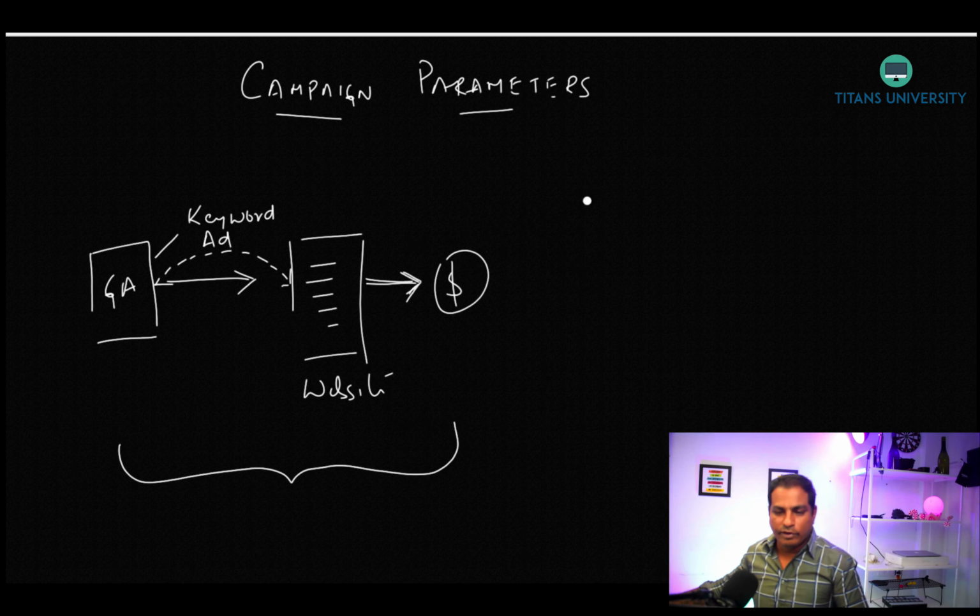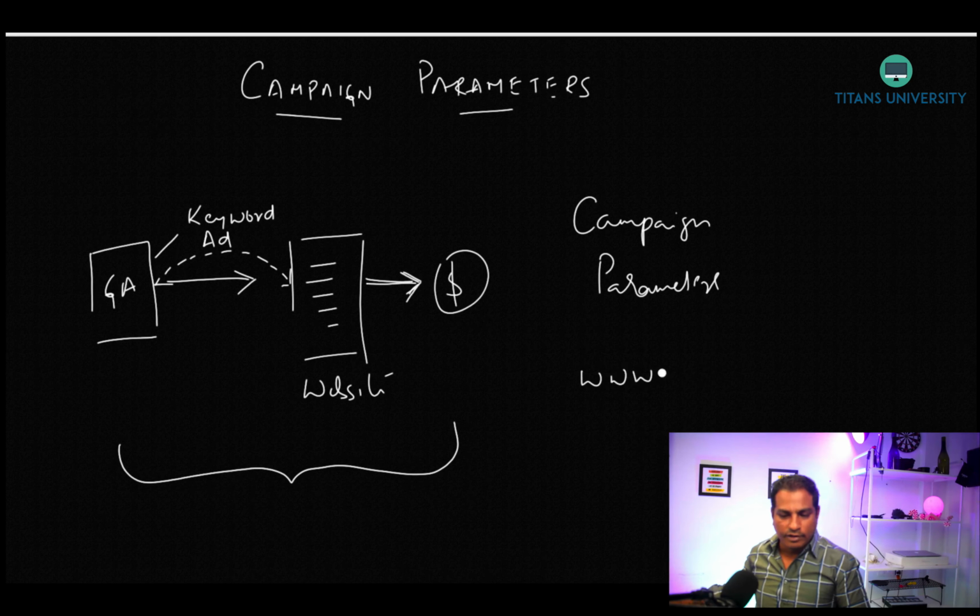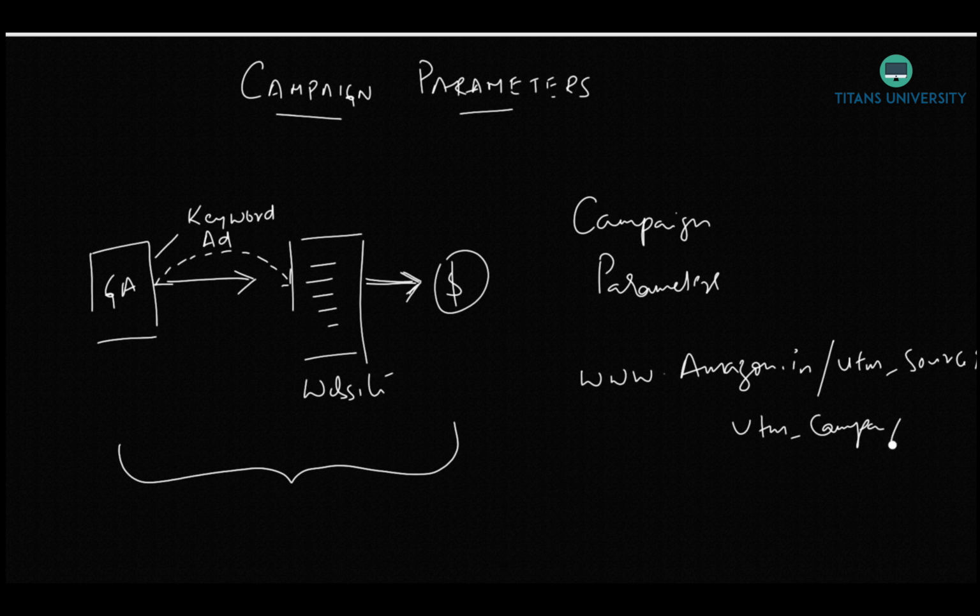To do that, we would be talking about something called campaign parameters. Campaign parameters let you append something in addition to your URL. For example, if this is my URL, what campaign URL parameters do is append certain parameters, like source, the name of the campaign, the keyword, whatever. All these additional things that you append to your URL are called campaign parameters.